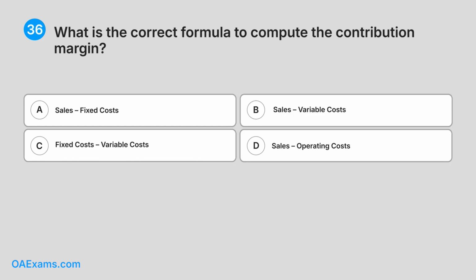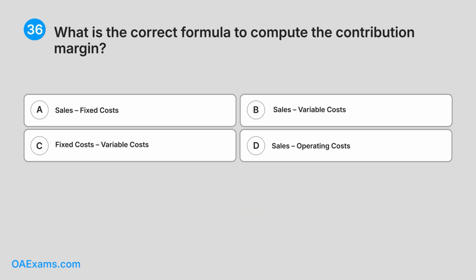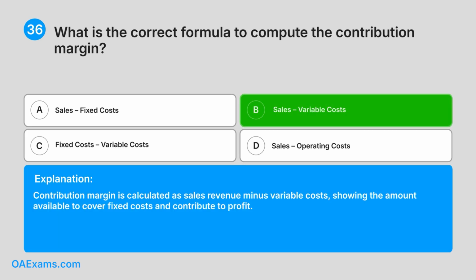36. What is the correct formula to compute the contribution margin? A. Sales minus fixed costs. B. Sales minus variable costs. C. Fixed costs minus variable costs. D. Sales minus operating costs. Can you guess the answer? Correct answer: B. Explanation: Contribution margin is calculated as sales revenue minus variable costs, showing the amount available to cover fixed costs and contribute to profit.